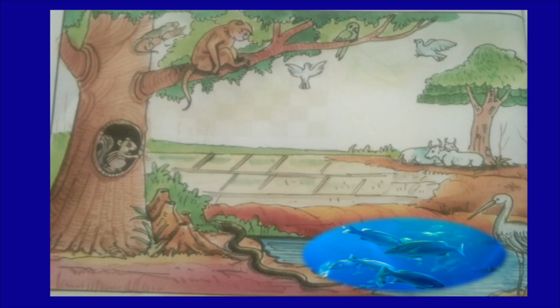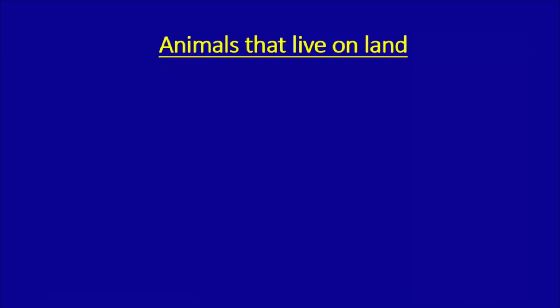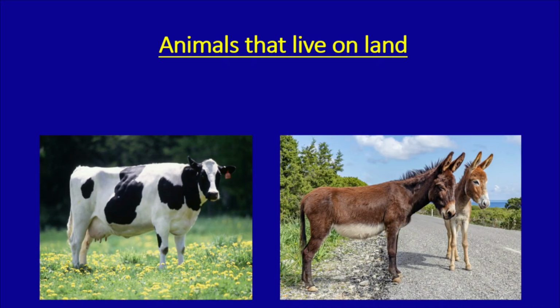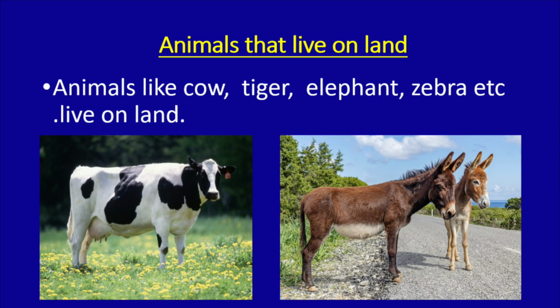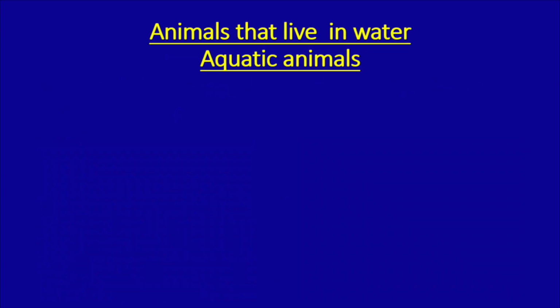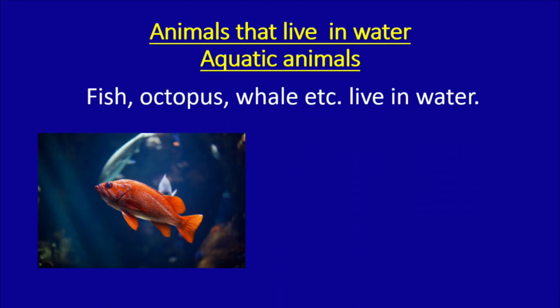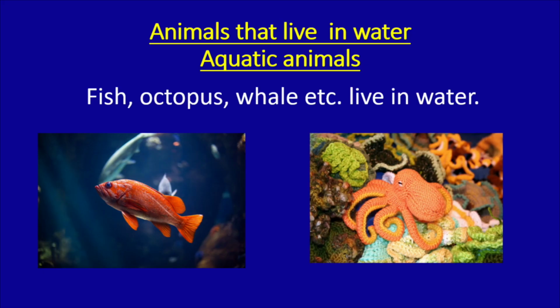By this we can say that animals live on land are called land animals. Shall we see the land animals? Cow, donkey, horse, tiger, all these animals live on land. So, animals that live in water, what are they called? Aquatic animals. For example, fish, octopus, whale. So, these animals live in water. Do you know, children, some of the animals live in water and also on land. Shall we see them?